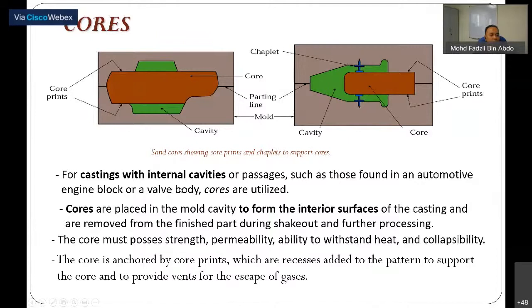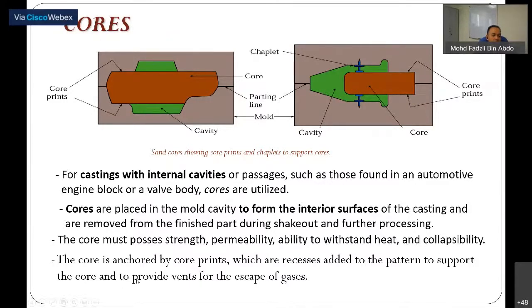Okay, and then for casting with internal cavities or passage such as those found in automotive engine block or valve body, core are utilized. Inilah kita buat lubang sebenarnya. Core are placed in the mold cavity to form the interior surfaces of the casting and are removed from the finished part during checkout and further processing. Maksudnya core ni kita akan buanglah kemudiannya. The core must possess strength, permeability, ability to withstand heat and collapsibility.